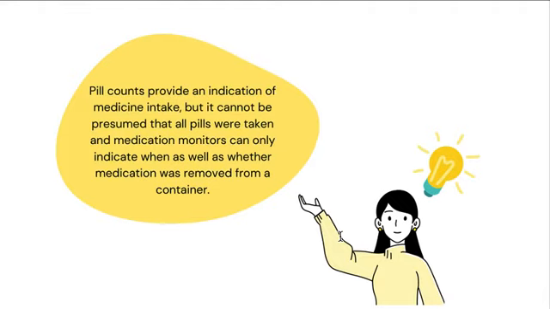Now, but what is wrong with this method? Pill counts provide an indication of medicine intake, but it cannot be presumed that all pills were taken, and medication monitors can only indicate when and whether medication was removed from a container. So there's a possibility that they did open the bottle, but they just took out the pills without eating them because they know they are being checked. So there is a high chance that they open the bottle, take out the pills, close it, but not eat them. Okay, because they know they are being checked based on this.